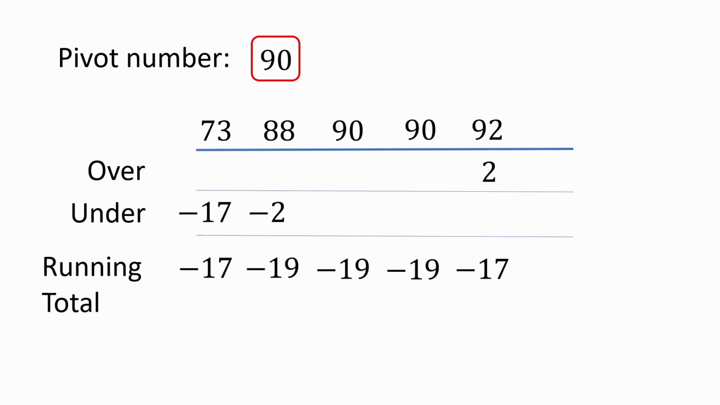Finally, that whopping 105. It's 15 over 90, so we record the 15 in the overs, bringing our final running total to negative 2.